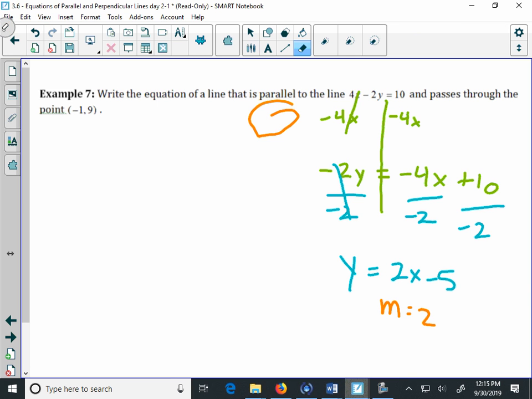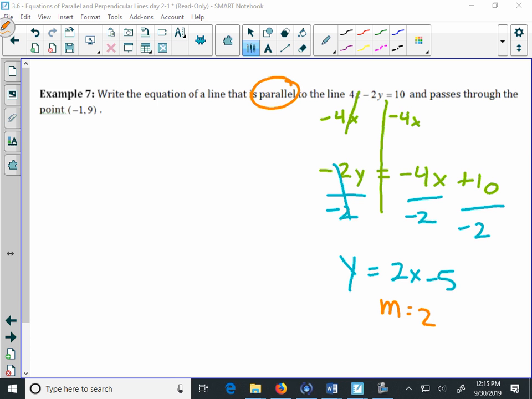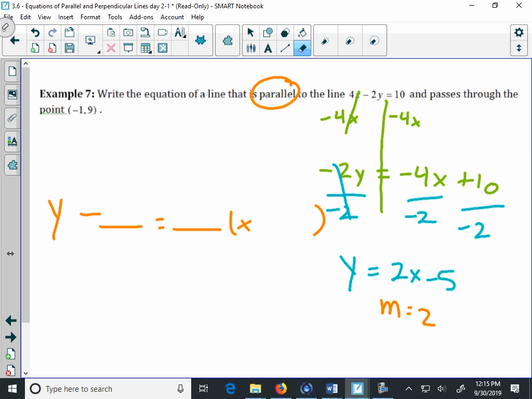Okay. I know my new line is parallel to 2x minus 5. So we know about parallel lines and their slopes. They're what? The same. So the slope of my original line is 2. The slope of my new line is also going to be 2. And then you just plug in your point. What's going to go in this first spot? 9. Y goes where the Y. What's going to go in the second spot?